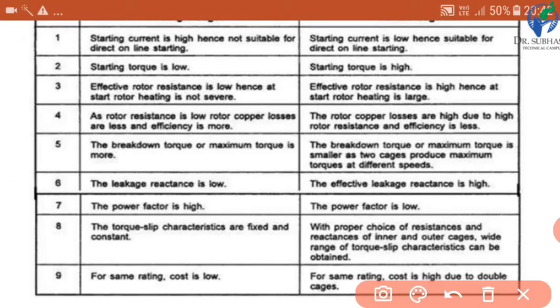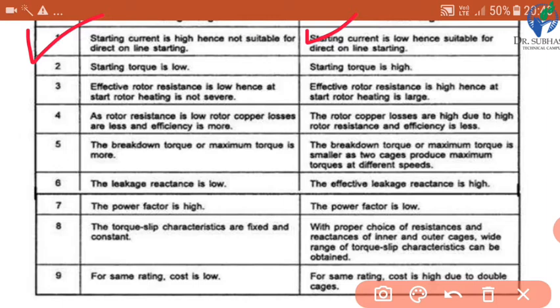Now, the difference between single cage and double cage. First, in a single cage motor the starting current is high, hence it is not suitable for direct online starting. On the other hand, in a double cage motor the starting current is low, hence it is suitable for direct online starting. Direct online starting means there is no need for any starter. We can directly turn on the motor from the supply.